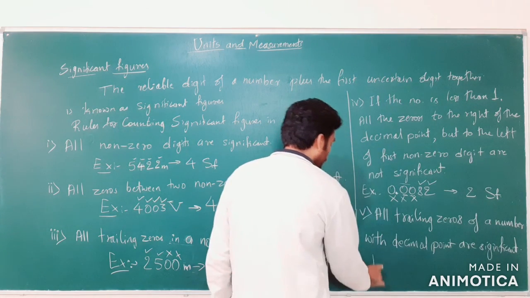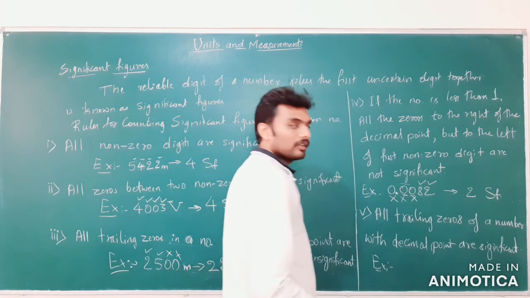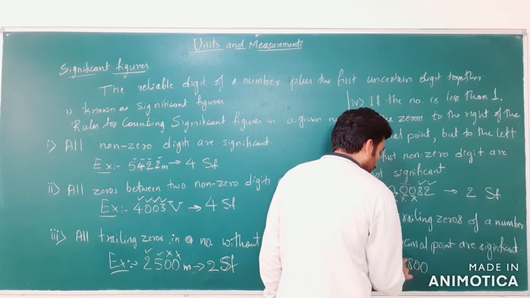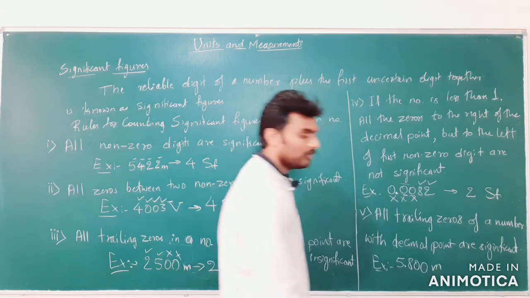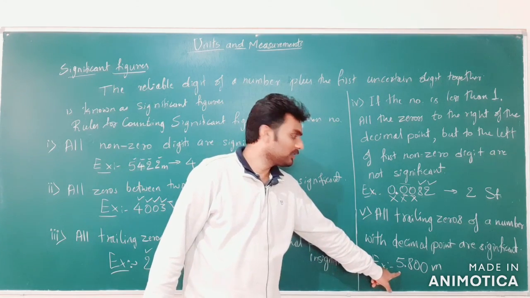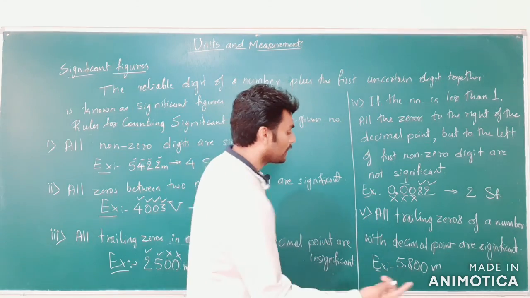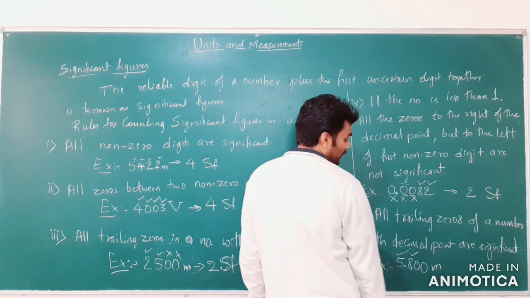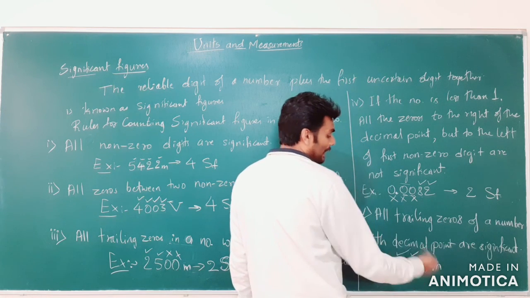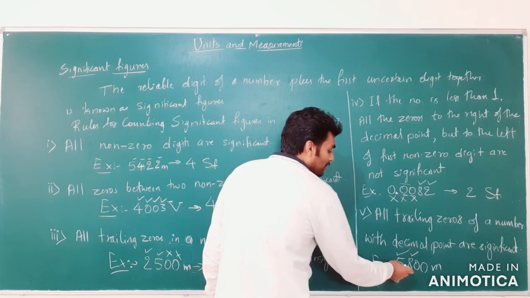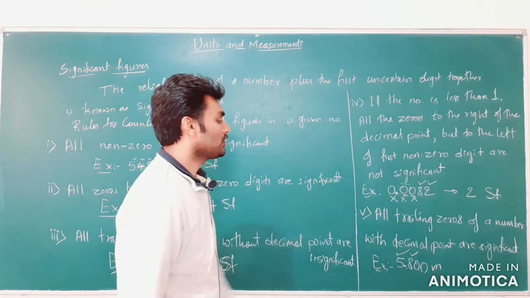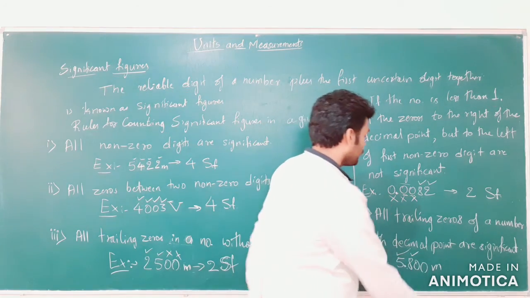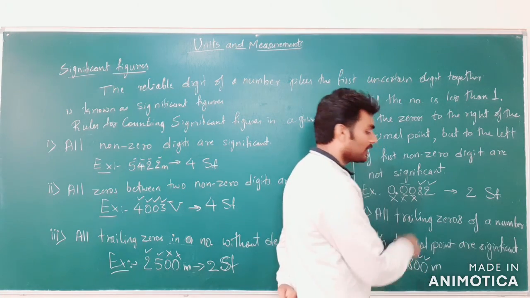So, as an example, say I have a measurement like 5.800 meter. If I am asked to find the number of significant figures in this measurement, then I will count it. 5 non-zero digit significant, 8 non-zero significant. These two zeros at the end, and this is a number with a decimal point. So according to the fifth rule, these two zeros are significant.